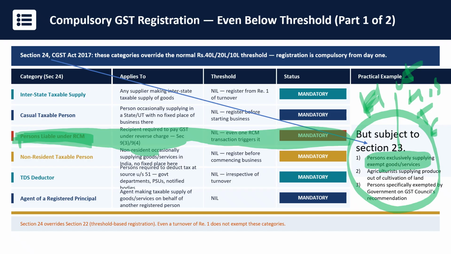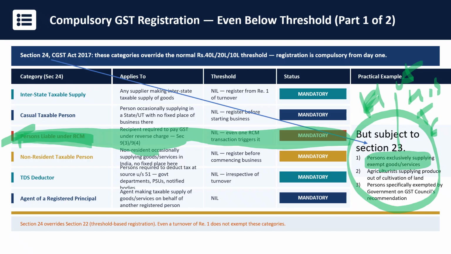So if they take GTA, goods transport services, under the GTA rule, if services are provided to a corporate or body corporate, in those situations you need to pay GST under RCM. For that you need to register under section 24. But section 23 says if you are exclusively providing exempt services, you don't need to get a registration for the RCM purpose, even though your taxable turnover exceeds the threshold limit. So these two sections are a litigation point of view.